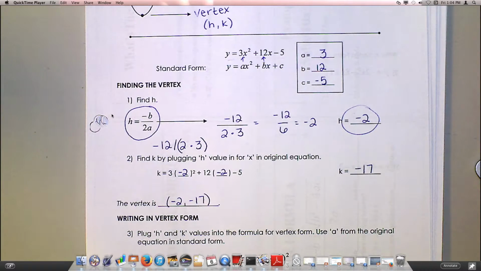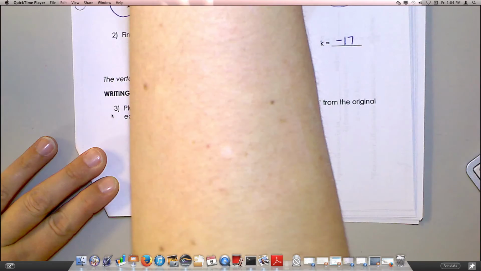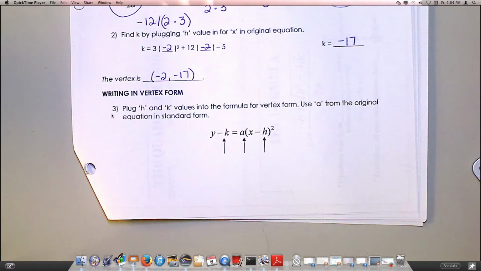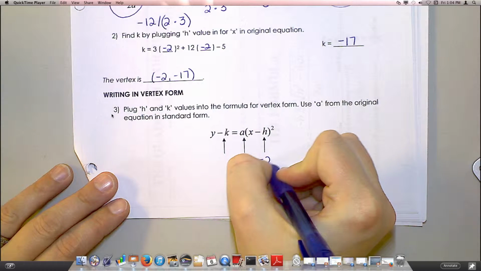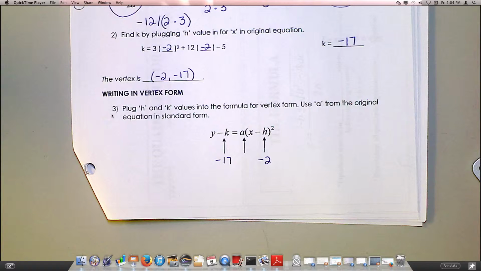I could ask you what is the vertex, which is right here, or I could ask you to write it in vertex form. Now, you already know vertex form. It's this. And didn't we just find h and k? So h is negative 2. That's going to go right here. K is negative 17. Those are the two numbers we just found.